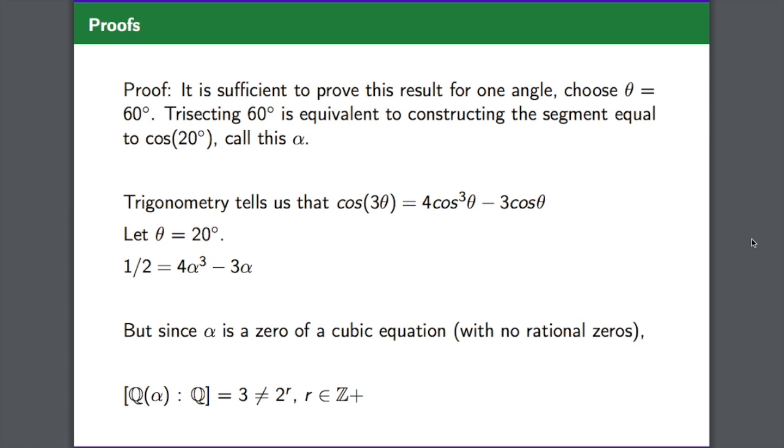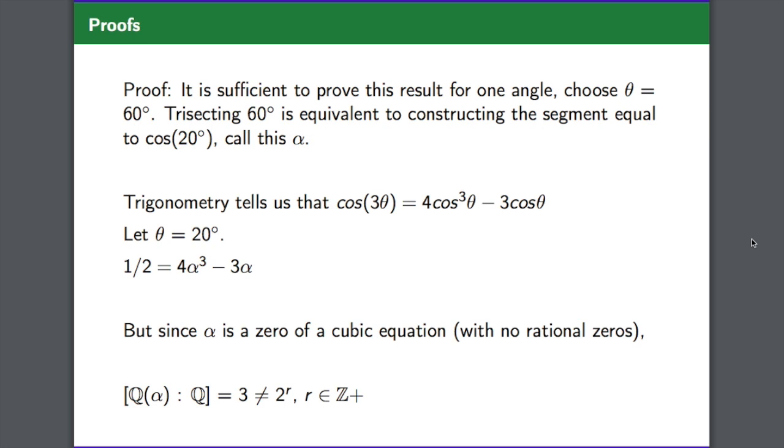And what we end up with for alpha is a cubic equation. We have 1/2 equals 4 alpha cubed minus 3 alpha. This is due to a trigonometric identity. And since alpha is the zero of a cubic equation, that means that the degree of Q adjoined with alpha is 3. And 3 is not a power of 2. So the trisection of the angle, arbitrary angle, is impossible.